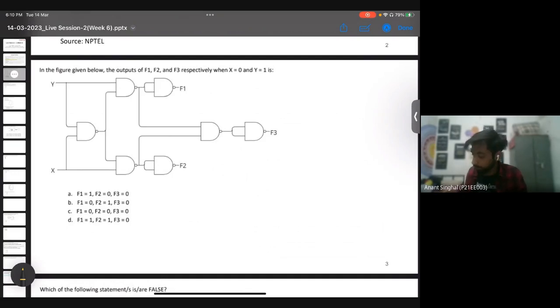I'm having some problem in using the pen, so I'm trying to solve most of the questions by speaking, and maybe you can try at your end. Some expressions will come for F1, F2, and F3, so you can check by yourself. F1 gives the expression when y is greater than x, F2 gives the expression when y is less than x, and F3 gives the expression when y equals x. So the correct answer to this question is option A.